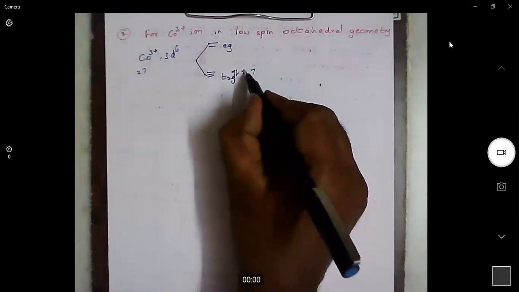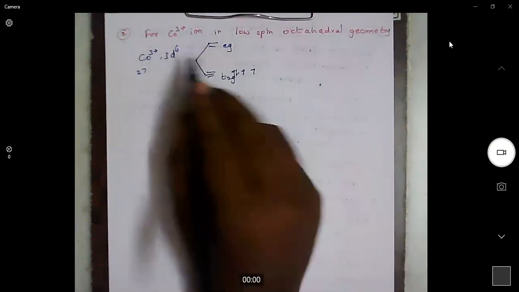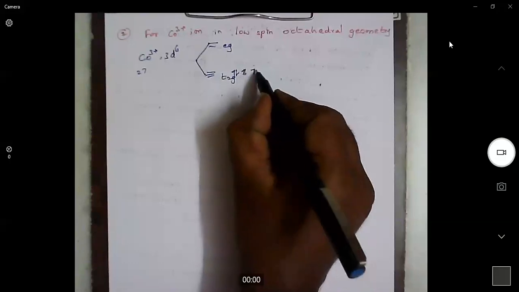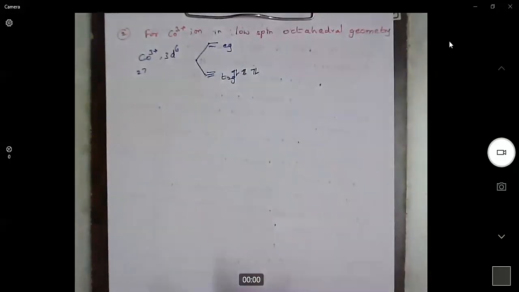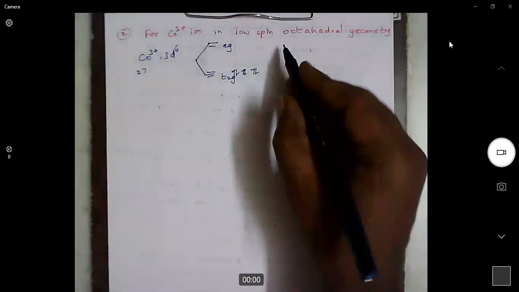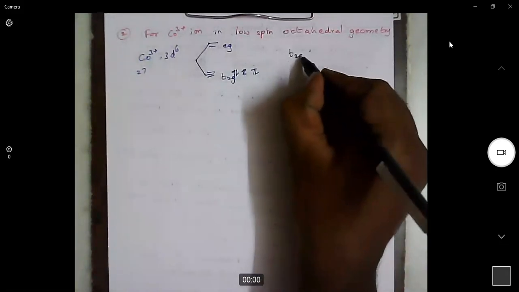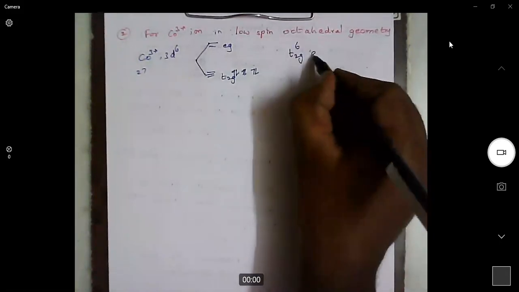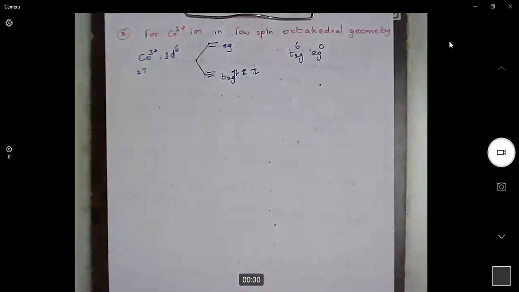So that is why it will give a low spin complex, because there are 6 electrons: fourth electron, fifth electron, sixth electron. Then if there is a seventh electron, that electron will enter into Eg level. Otherwise, it will not enter into Eg level. Now, for a Co3+ ion in low spin octahedral geometry, the electronic configuration is T2g6 Eg0. The octahedral low spin electronic configuration for Co3+ ion is T2g6 Eg0.